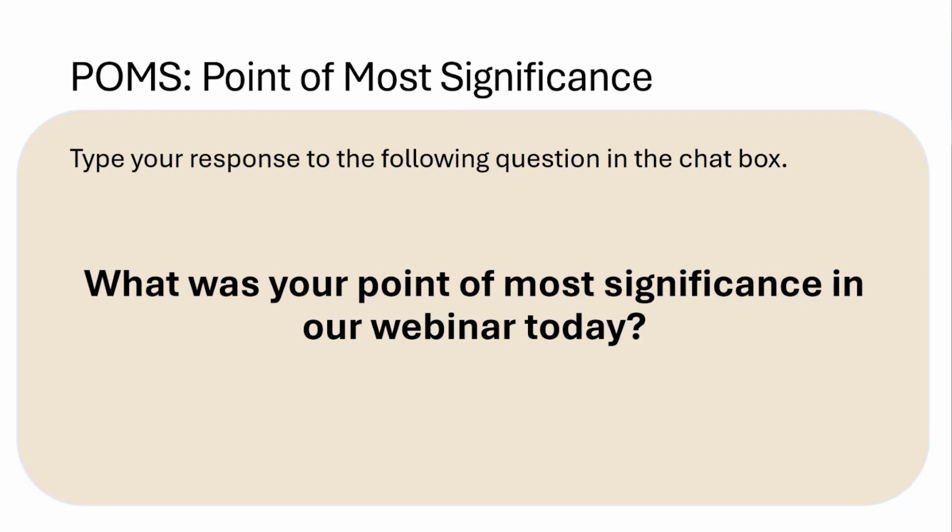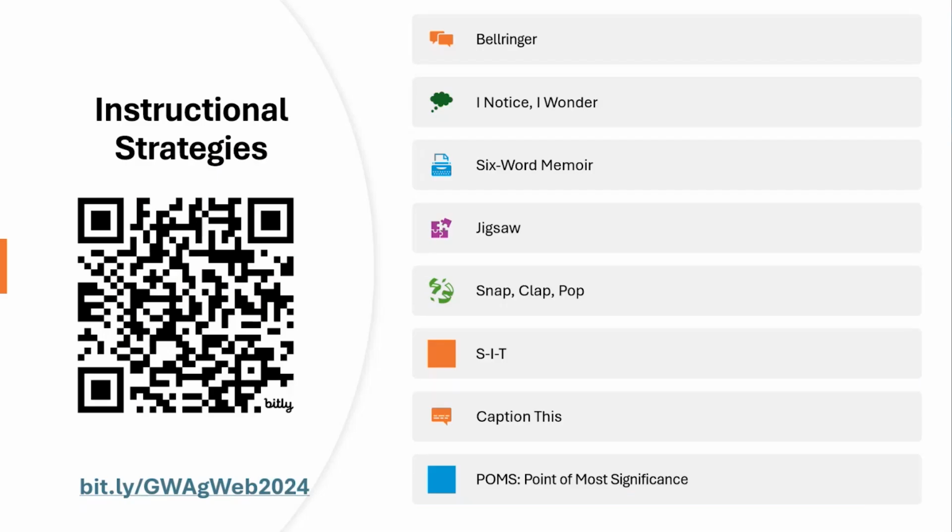So speaking of all of those strategies and some of your points of most significance for today, did you know that we just covered 8 instructional strategies? So let's recap these 8 instructional strategies we discussed today. So these strategies, of course, when effectively implemented, can significantly enhance student engagement and learning in your class. To really delve deeper into how these strategies can be applied to your ag textbook, scan that QR code.